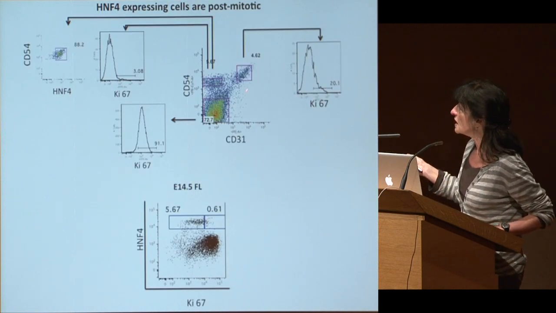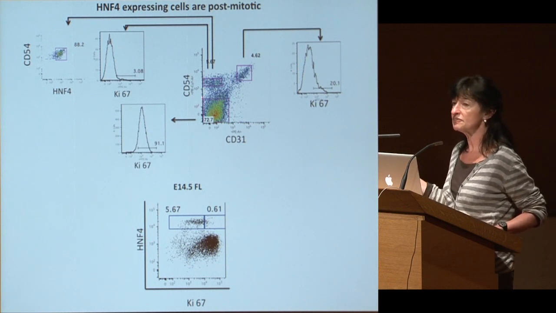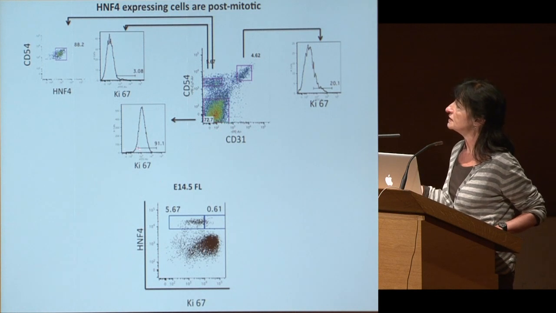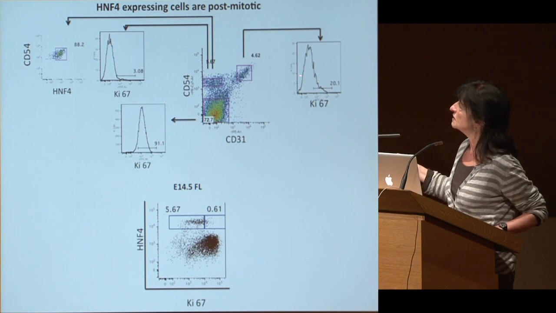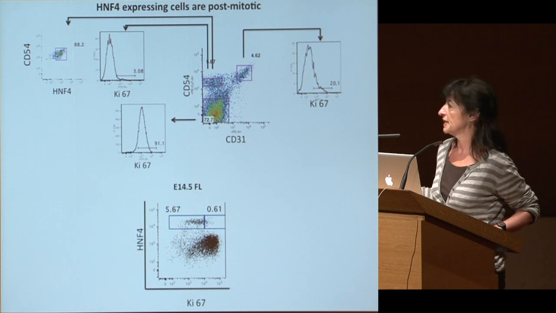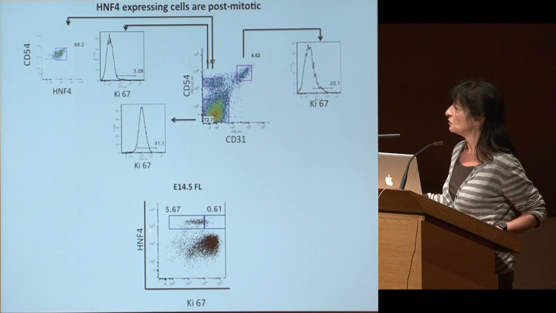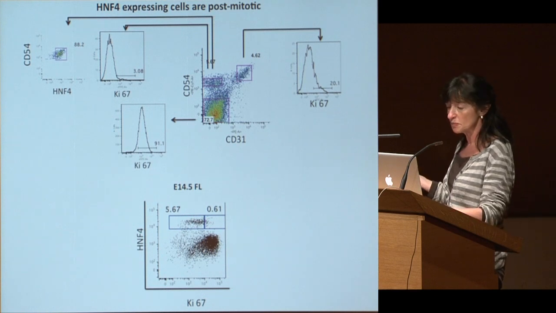Those cells are not cycling. They are the only cells in the fetal liver that are not cycling. This is a Ki-67 analysis of fraction C, highly cycling. Those are the endothelial cells. You have some cycling, some non-cycling. These cells are mostly Ki-67 negative. And if you look at intracellular HNF4 together with Ki-67, those cells are not high for Ki-67. So they seem to be post-mitotic.